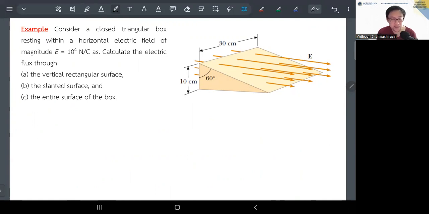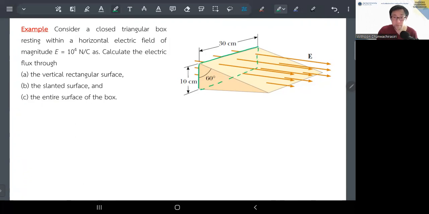I think this is going to be the most complicated one of the day, of flux calculation, but I hope it's not that bad. So consider a closed triangular box resting within a horizontal electric field. Once again, the electric field is pointing horizontally. The magnitude is given. Calculate the electric flux through, they want to do it in steps, the vertical rectangular surface, the slanted surface, and the entire surface of the box. So let me attack the vertical rectangle first. Here we go. I'm highlighting this in green.